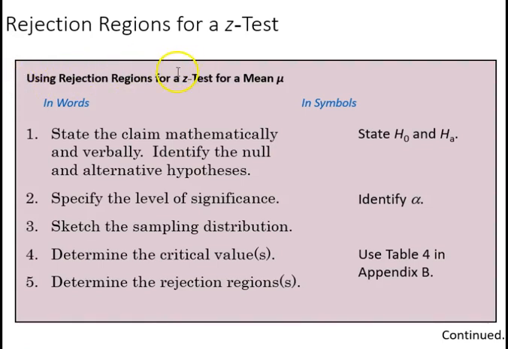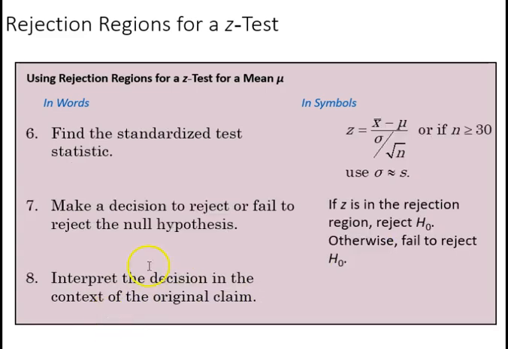If we're using a rejection region for a z-test for a mean, we first, and this should be familiar, state the null and alternative hypotheses, specify our significance level, sketch the distribution, determine the critical values using our z-table, and determine the rejection region. We then calculate our standardized test statistic, and make a decision to reject or fail to reject the null. Again, if z is in the rejection region, we reject the null, otherwise we fail to reject. And finally, all this needs to be reinterpreted into the original claim.